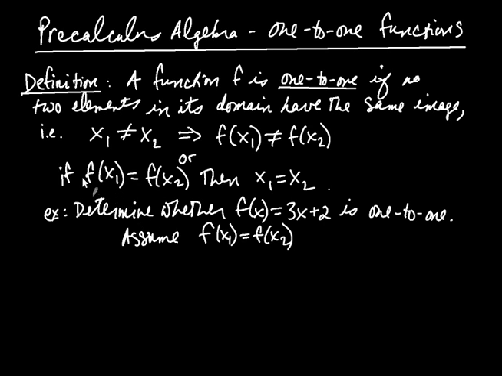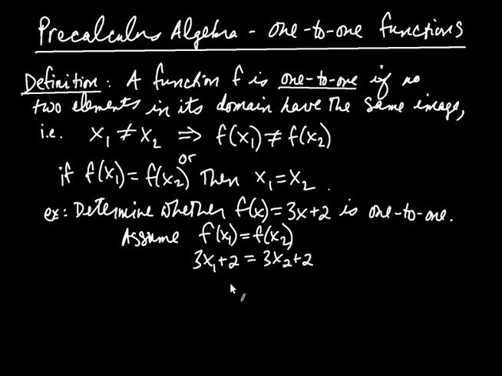Logically, it's an if-then statement. So you're allowed to assume the if part of it, and then you want to see if this is the conclusion that follows. So you assume f of x1 equals f of x2. That is, 3x1 plus 2 equals 3x2 plus 2. And what does that imply?